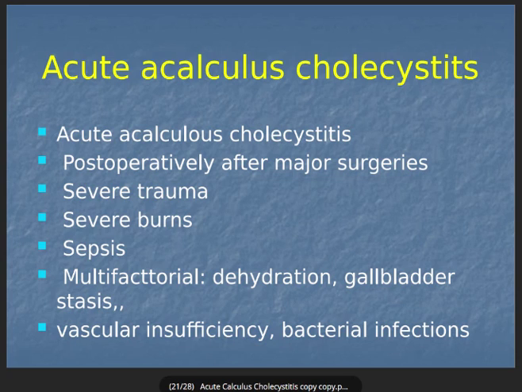There is stasis in the bile. Usually they're very sick, septic. That means the whole body is inflamed and edematous and they're getting a lot of IV fluid.